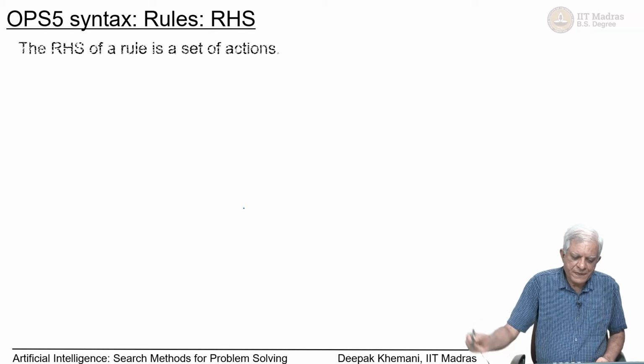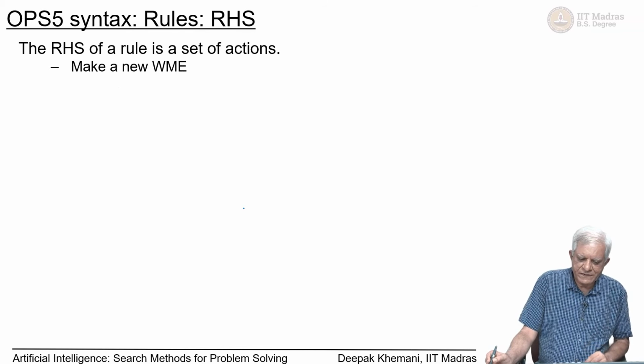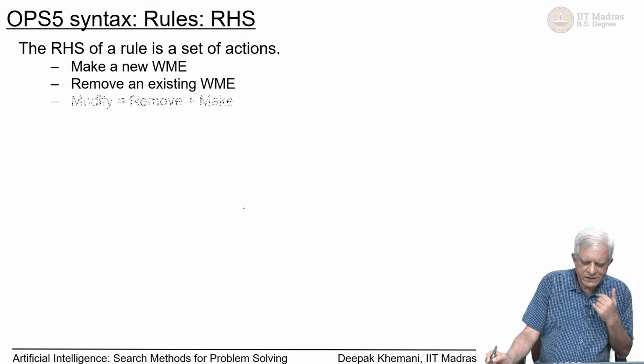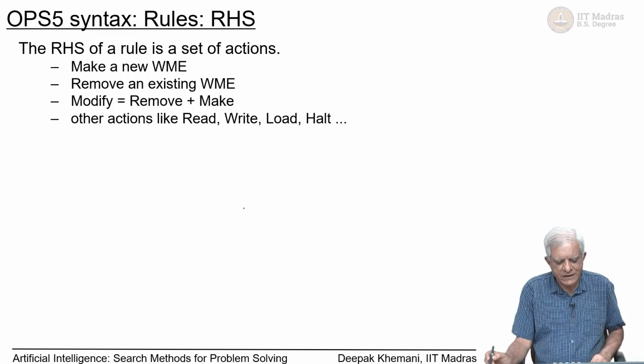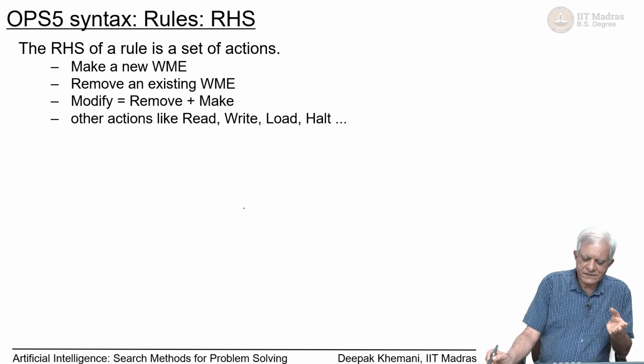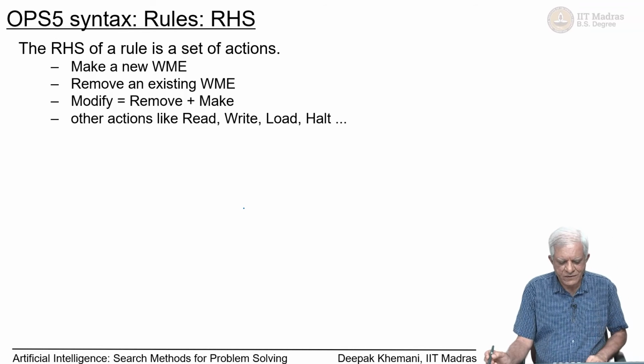So, what about the right hand side? The right hand side of a rule is a set of actions that we have said. The simplest action is to make or create a new working memory element, which is called make in ops5, and other is to delete one, which is called remove. So, this is a little bit like the add list and the delete list we saw in the strips programming language or PDDL 1.0. Modify is just a short form for removing something and adding a different one, which is slightly modified. But there are other actions like read from the screen or from a file, write to a file or to a screen, load a file or halt, all kinds of things which are necessary for making it a complete programming language.